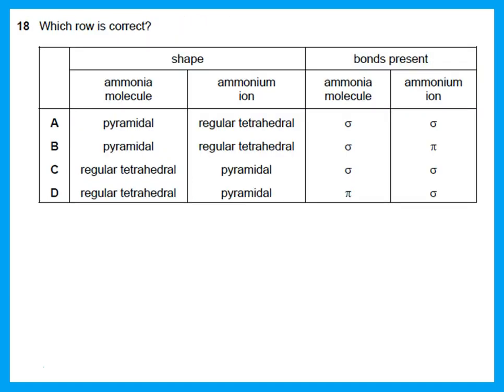Which row is correct? The shape of the ammonia molecule is what? And the shape of the ammonium ion is what? So let's take a look. An ammonia molecule has 3 bonds with a lone pair. So what kind of shape is this? You should remember that this is a pyramidal shape. So my answer is A or B.